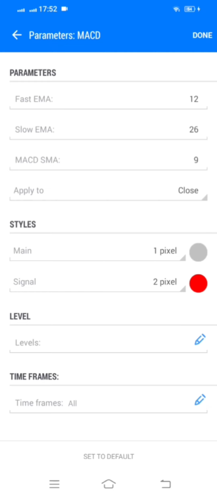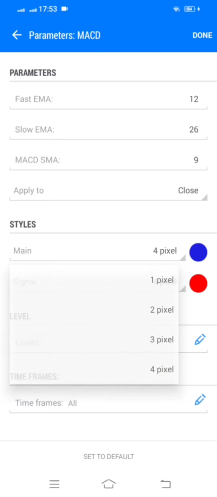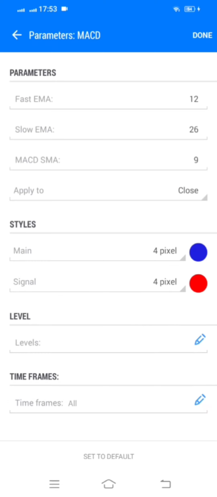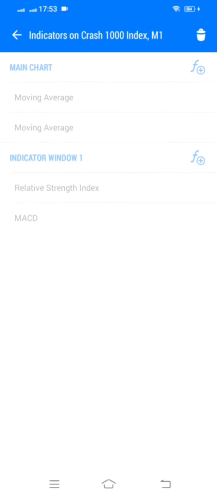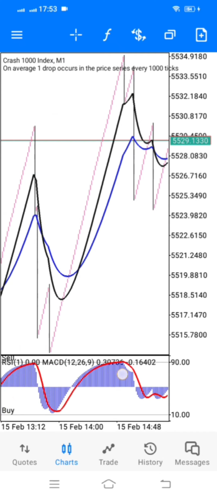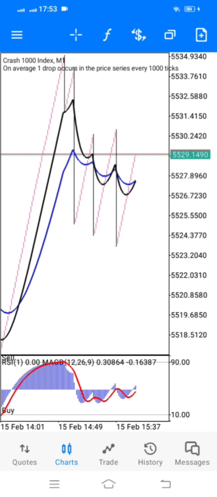These are the parameters that we are going to use for this indicator. We're going to keep our fast EMA 12, our slow EMA 26, MACD SMA 9, apply to close. For the styles, the main style, we're going to change this to 4 pixel and make it blue. And then the signal, we're going to change it to 4, and leave it at red. We're not going to change anything else on the MACD, and then we click on done. So this is what it should be looking like on your chart.